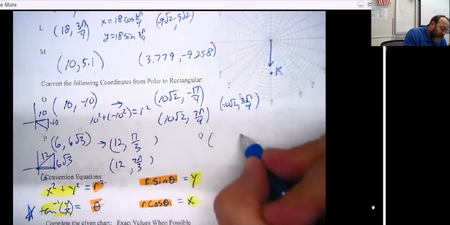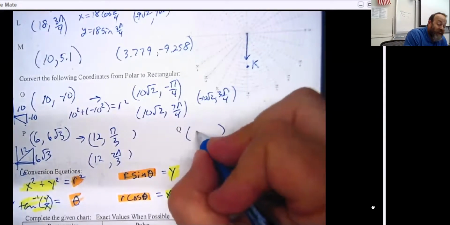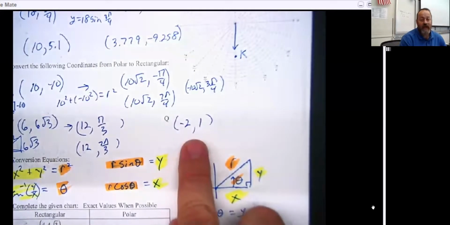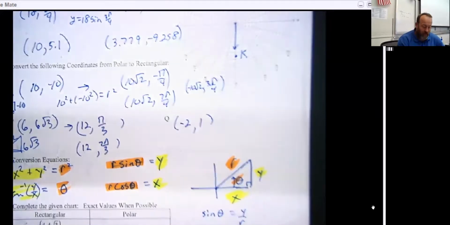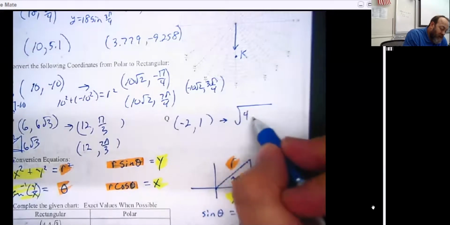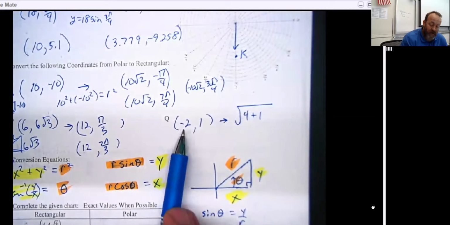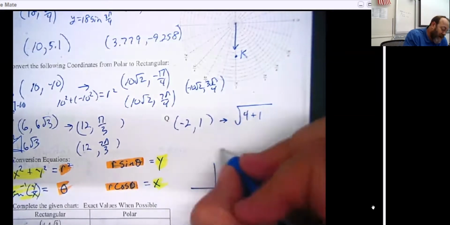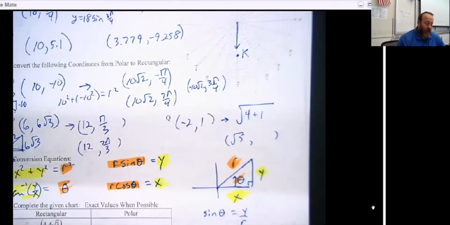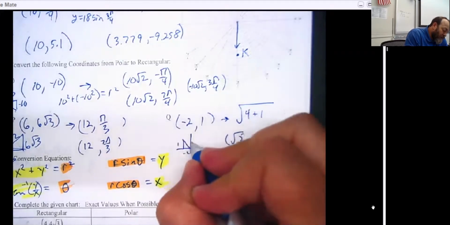And last but not least, right here for point Q, we're just going to do one last one. I'm going to make one that is definitely not special. Let's say it was -2, 1. Well, this is not one of the 30-60-90s or 45-45-90s that you studied back in class. But if we did a squared plus b squared equals c squared, we'd get -2 squared is 4, 1 squared is 1, so √5 is the radius. But then what do we do as far as that angle goes?